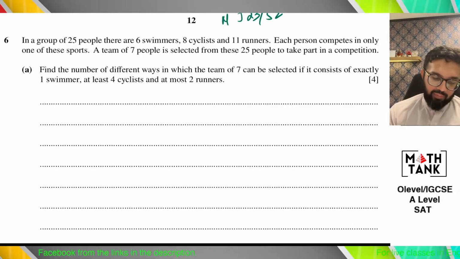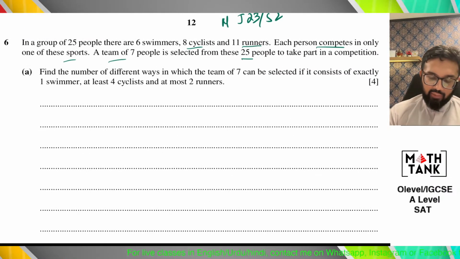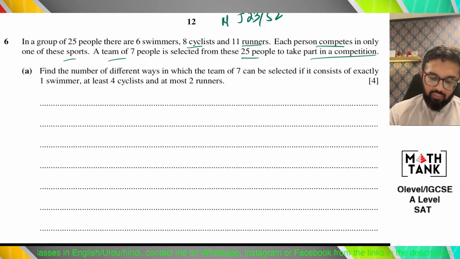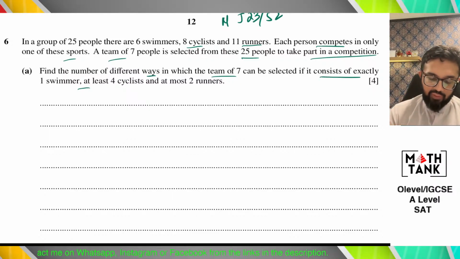In a group of 25 people, there are 6 swimmers, 8 cyclists, and 11 runners. Each person competes in only one of these sports. A team of 7 people is selected from 25 people to take part in a competition. Find the number of different ways in which the 7 can be selected if it consists of exactly one swimmer, at least 4 cyclists, and at most 2 runners.